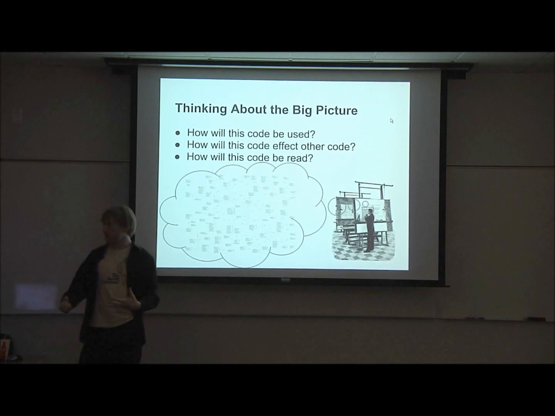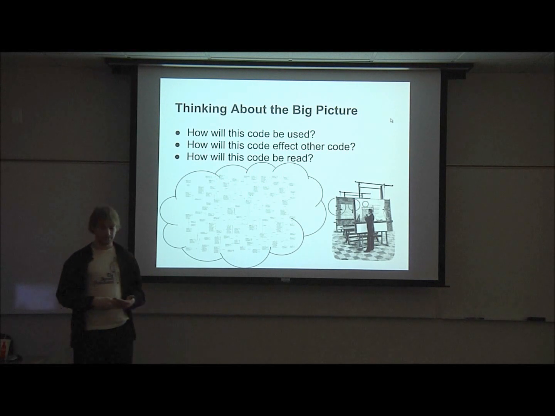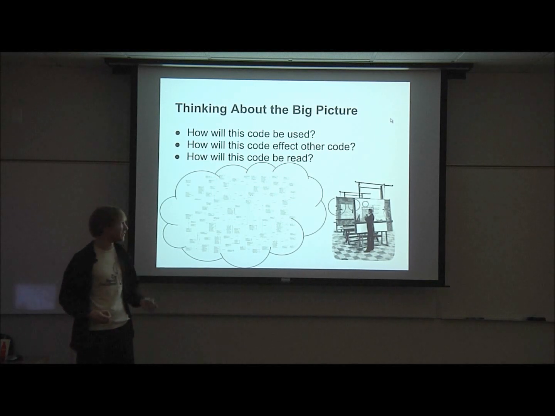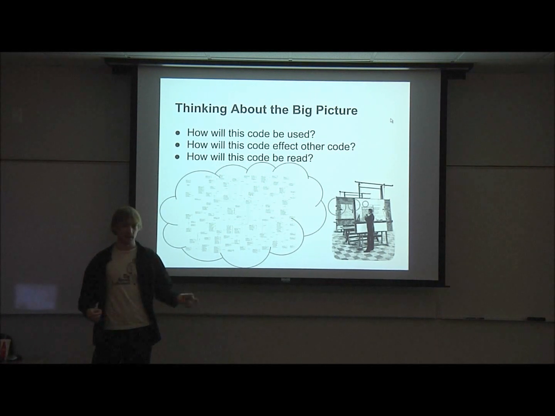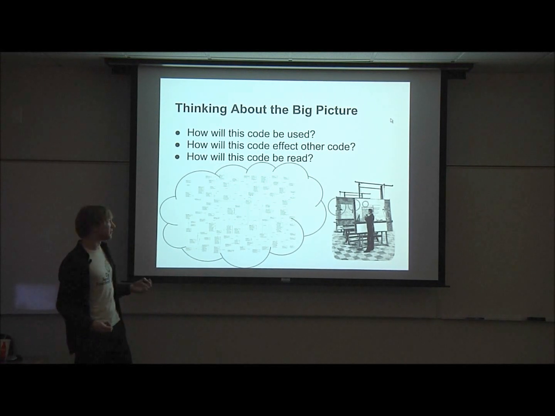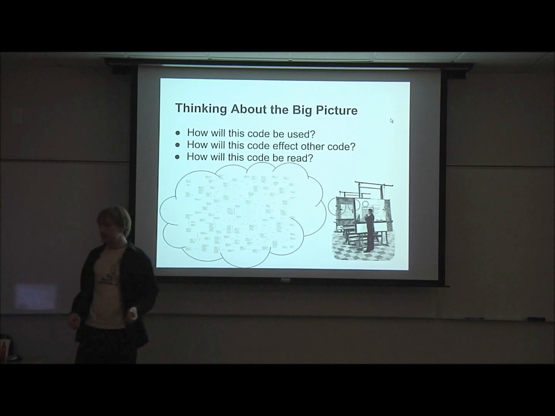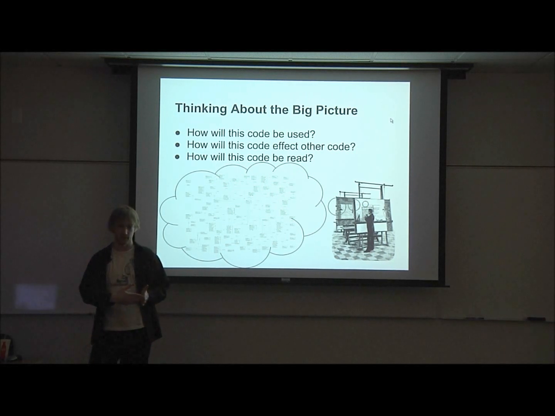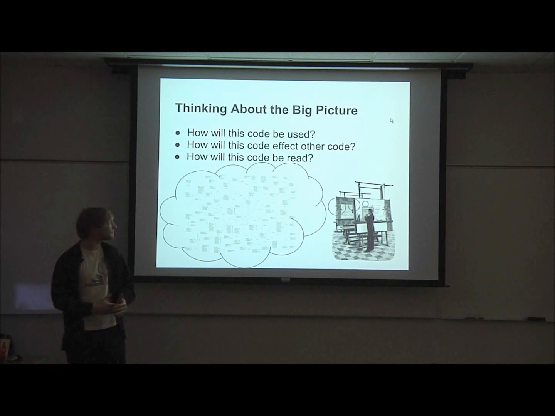So when I'm writing a function, I ask, how will this function be used by other people? And how can I write the function so that when people go to use it, it'll be easiest to use in the way they want to use it? How will this code affect other code? If I make a change to a function or a change to something, who else is using that? Will it break their pre-existing code? When I'm making a class that maybe plugs into another system, will I break that system?